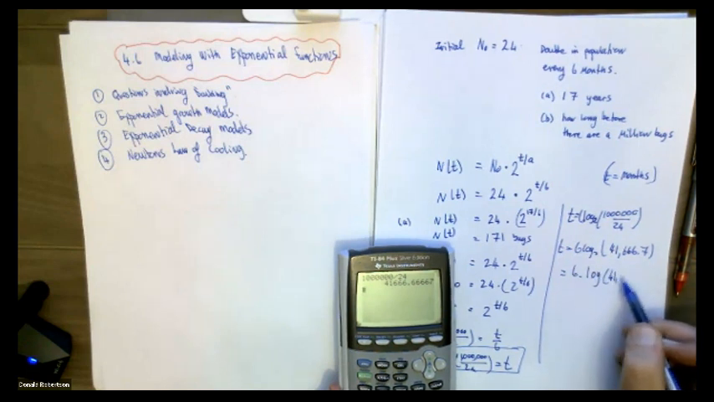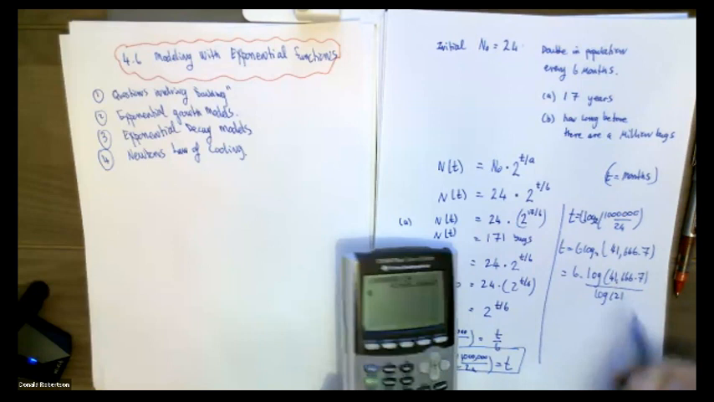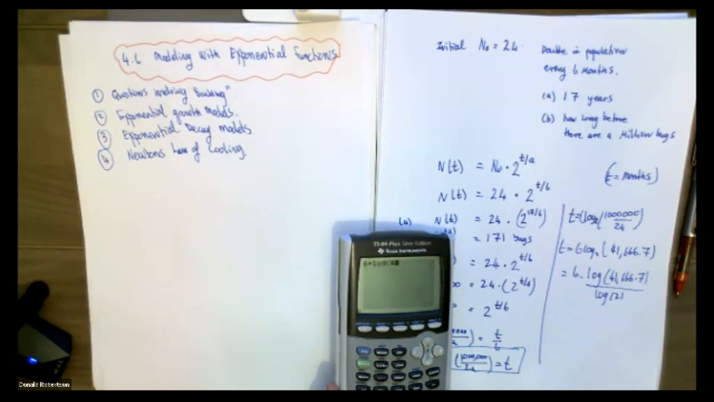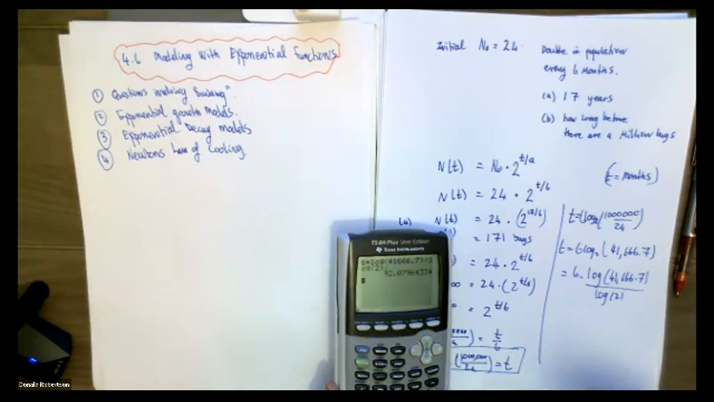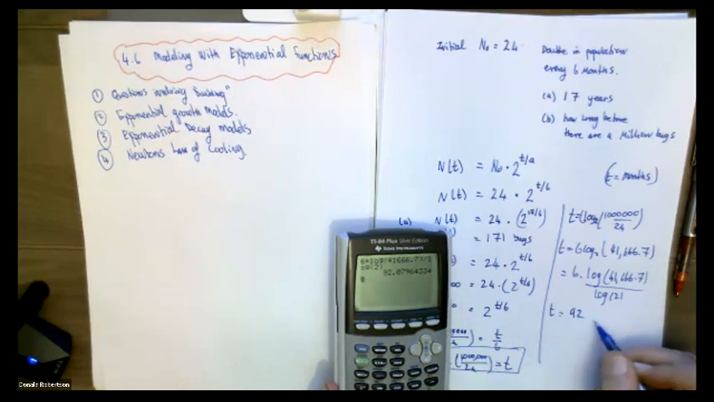So that's log of 41,666.7 over the log of 2. And here it goes. We have 6 times the log of 41,666.7 divided by the log of 2. And the answer is only 92 months.